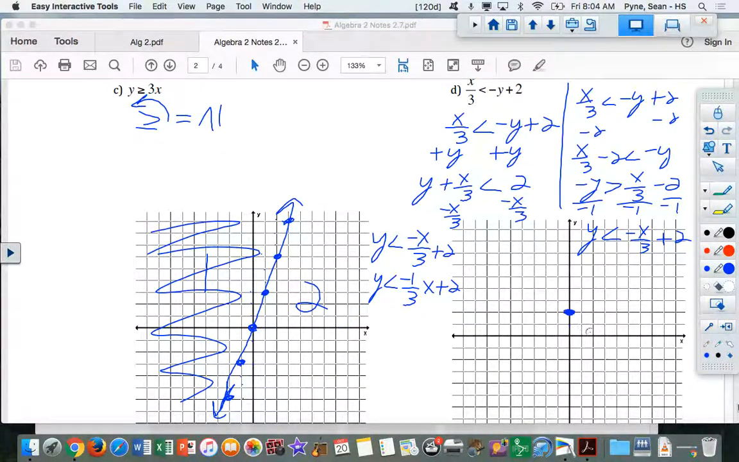So down 1 to the right 3. Down 1 to the right 3. Up 1 to the left 3. Up 1 to the left 3.